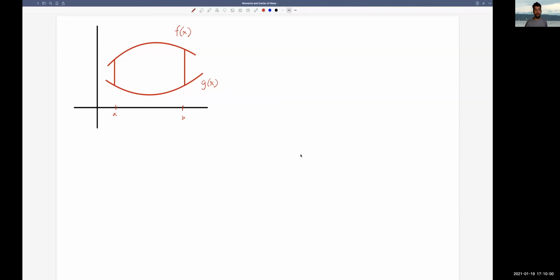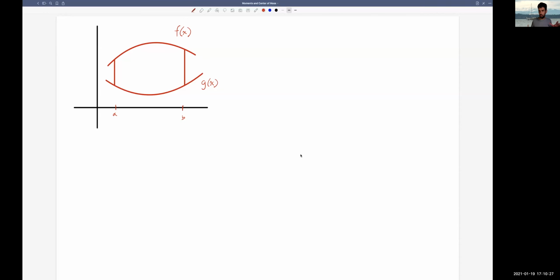Hey, everybody. So we're going to finish up talking about moments and center of mass. This is the third video on this topic we've done. Our goal here is we've been trying to figure out a way to find the center of mass for a thin plate we call a lamina of some arbitrary shape, and specifically one that has a constant density through the entire shape.